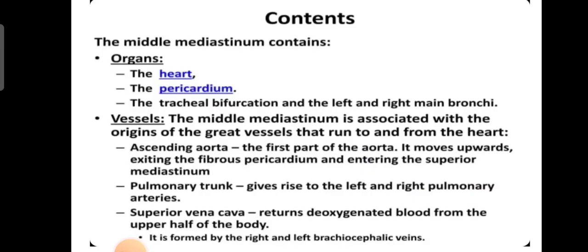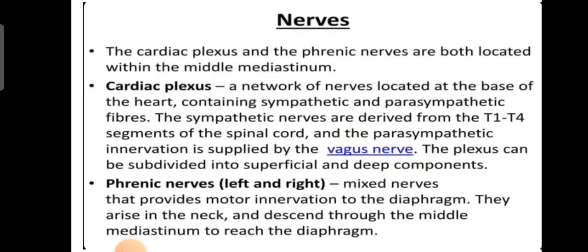So we have to give some details about these contents, like the heart, pericardium and the great vessels. The ascending aorta is the first part of the aorta, and it passes upwards, exiting the fibrous pericardium and entering the superior mediastinum. Then we have the pulmonary trunk, which gives the right and left pulmonary arteries, and the superior vena cava, which is returning the deoxygenated blood from the upper half of the body.